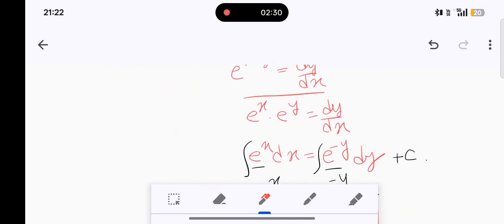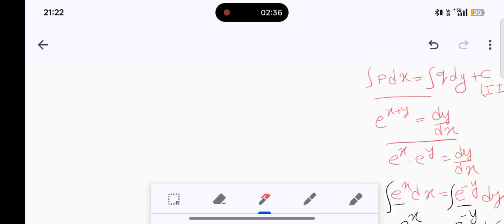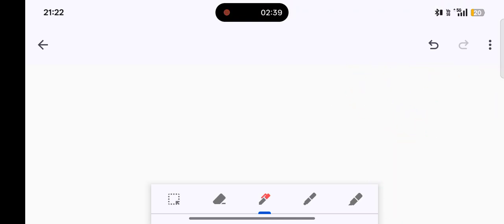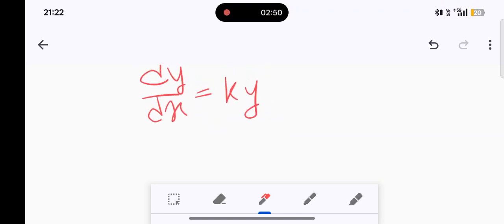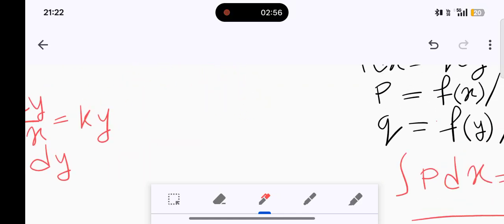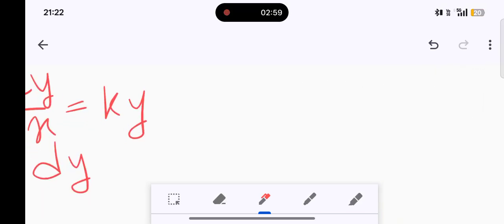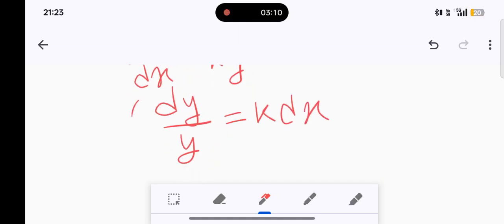Hopefully it is visible to you how I can solve this equation. Now let's talk about another example so that you can understand it more carefully. Let's say this is dy by dx equals ky. In that case, how can we proceed? We have to convert it into that format, p dx equals q dy. So I am taking the y from the right side to the left side. This is dy by y equals k dx. Right, now I have to integrate both sides.